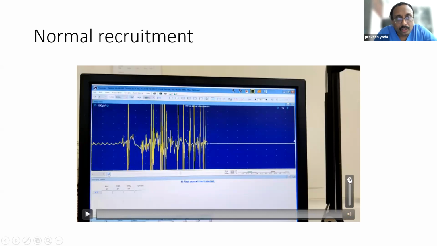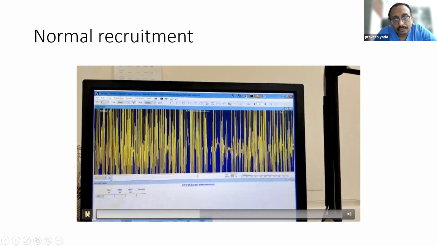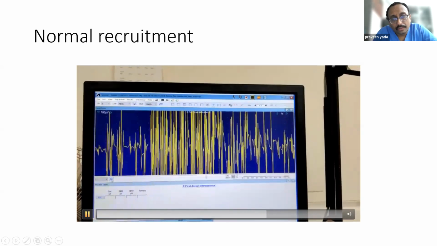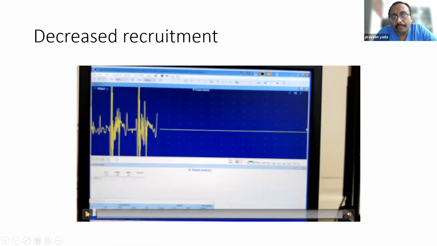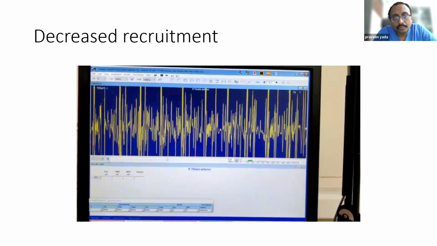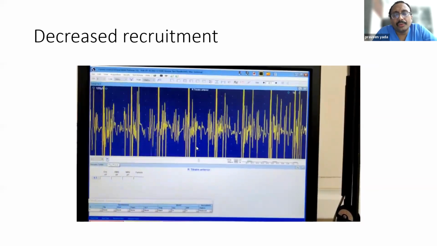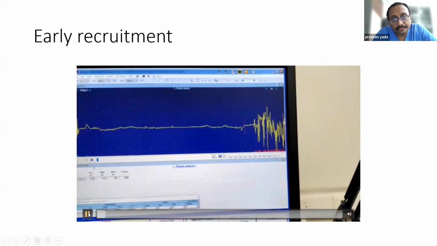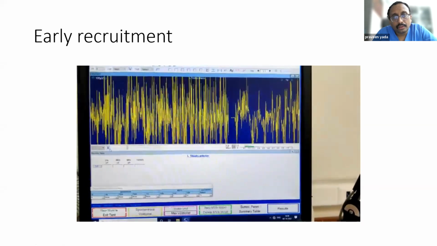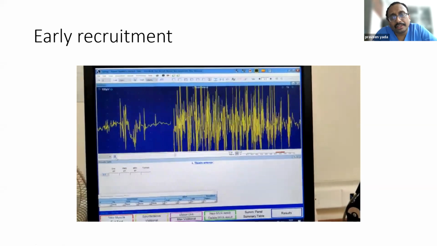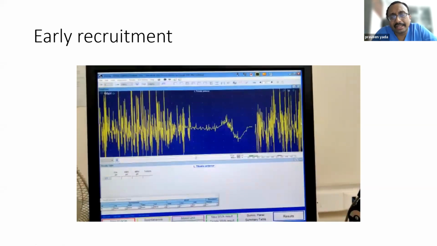Now, this is an example of a normal recruitment. Have a look at it. Again, have a look at it. Here we are asking the patient to maximally contract and see what happens. Now, this is a neuropathy where, even on maximum contraction, the recruitment is not occurring and you can record only a few action potentials. And this is one example of early recruitment suggestive of a myopathy. As soon as the patient contracts, the whole of the epoch is covered with action potentials, suggesting that all of the muscle fibers are acting at the same time, an early recruitment, which is classically seen in a myopathy.